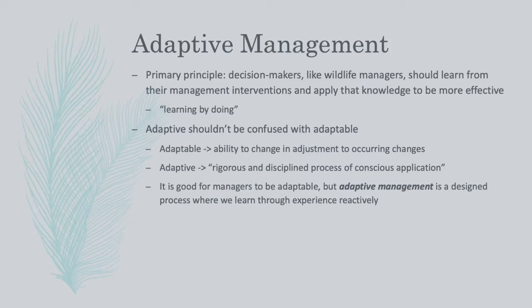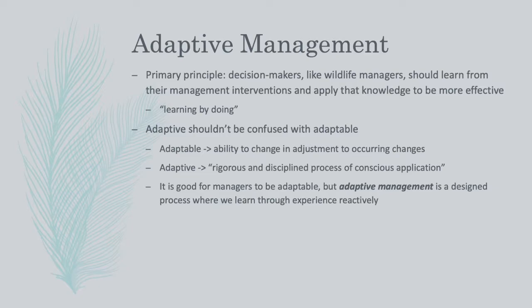So this is learning by doing, learning through experience. And the distinction between adaptive and adaptable is a special one, right? We don't want to confuse the term adaptive with adaptable. Adaptable is the ability to change through adjustment to currently occurring changes in whatever realm that you're considering. That's a good thing for managers to be adaptable, but it is not the same as adaptive in terms of adaptive management. Adaptive is instead a very rigorous, very disciplined, stepwise process that we are consciously applying to our wildlife management, right?